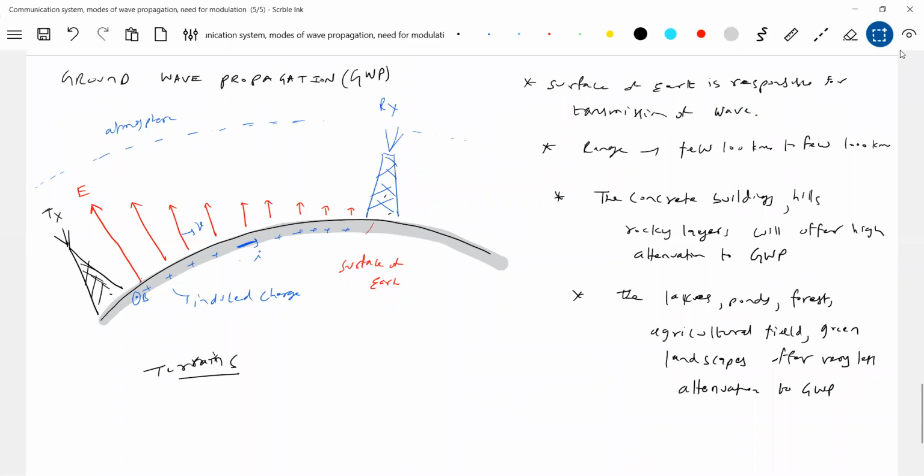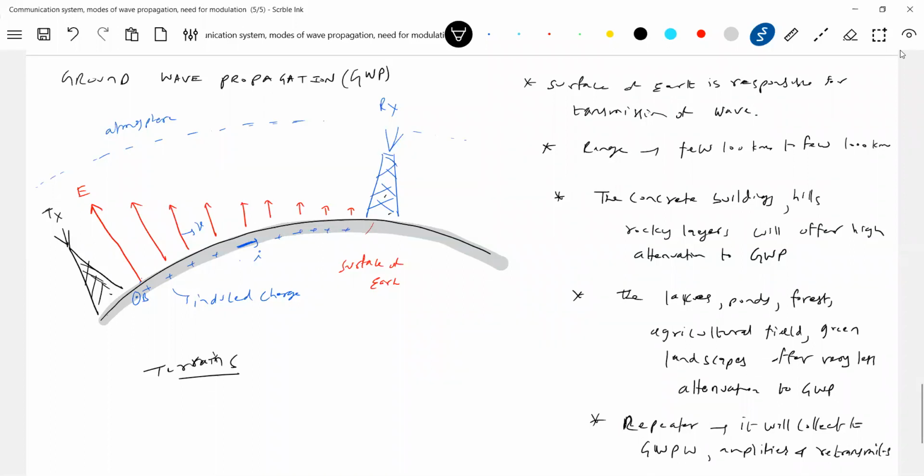So what is a repeater? So what does the repeater do? It will collect the ground wave propagated wave, amplify and retransmit.